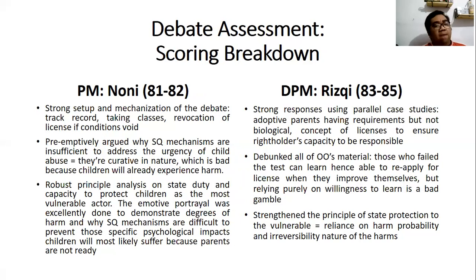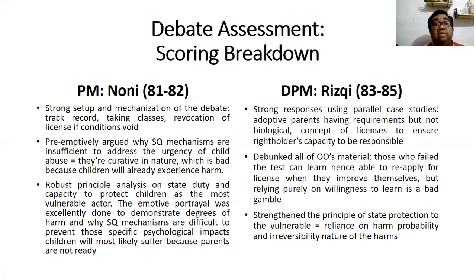So the reason we gave the Prime Minister an 81 to 82 is we thought that this was a relatively above average speech. We felt that the Prime Minister provided strong setup and mechanization of the debate, showing a track record, taking classes, revocation of license when the conditions are void.